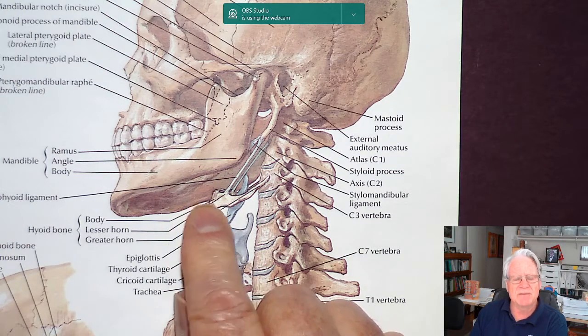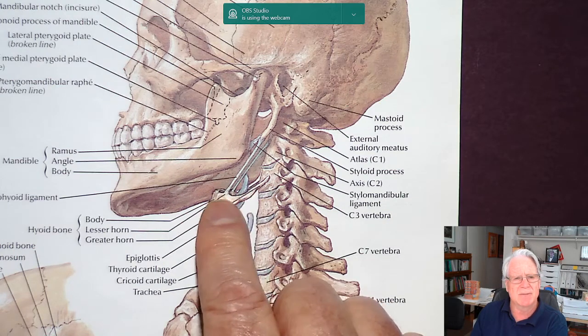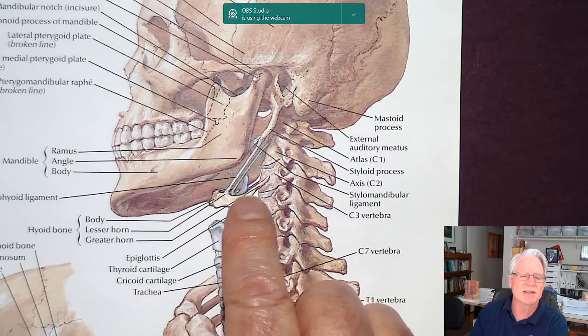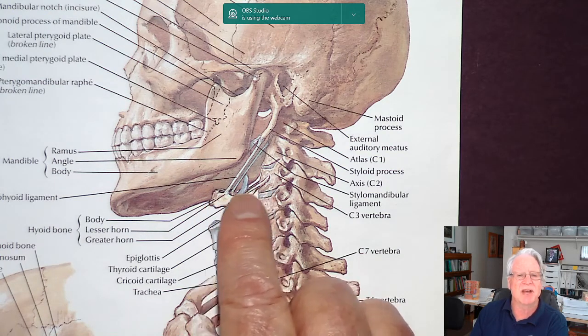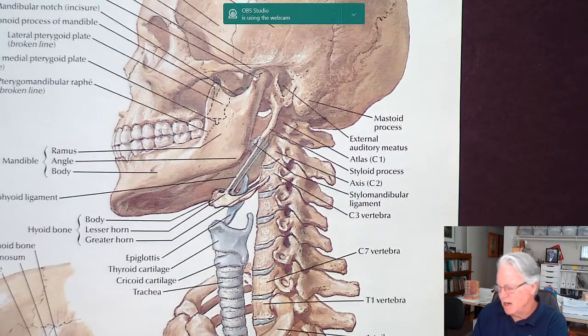A little fun fact. When they find someone who's dead and they suspect foul play, if they are suspecting strangulation, for example, they're going to take a look at this bone because often this bone is fractured when you strangle somebody. Okay. So that's the hyoid bone.